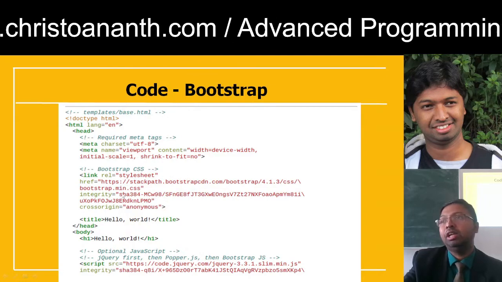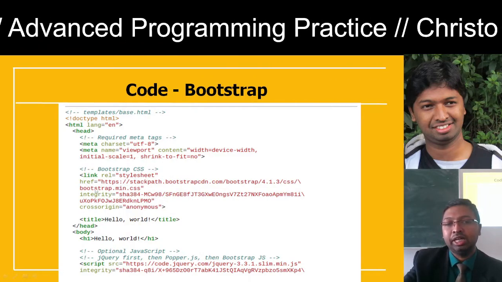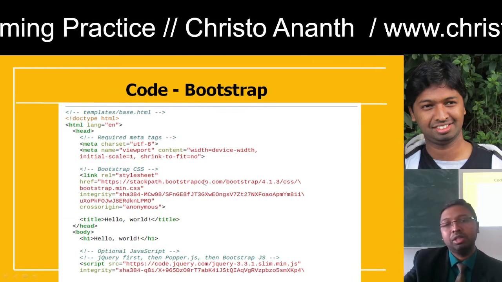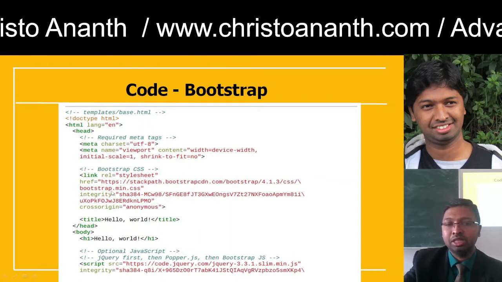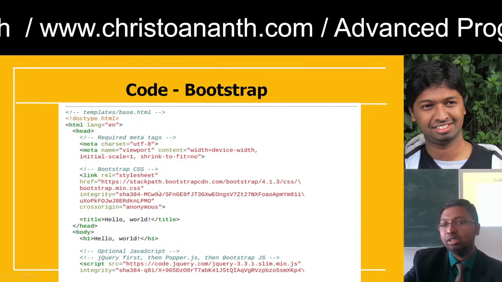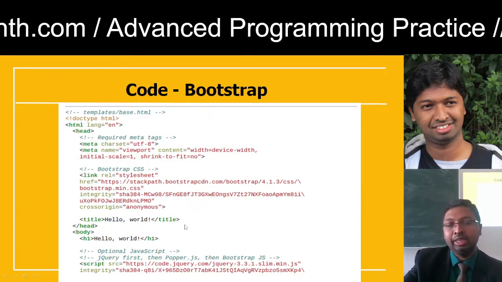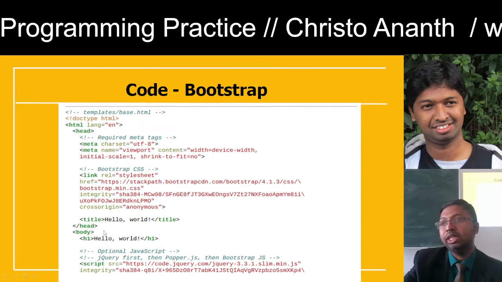Okay. Then you'll have the Bootstrap CSS. So link rel stylesheet, href, you're going to go to stackpath.bootstrapcdn.com/bootstrap, the version, css/bootstrap.min.css. Integrity you are going to specify and crossorigin you are going to specify. Okay. Then you are going to specify the title, hello world, and then close the head.